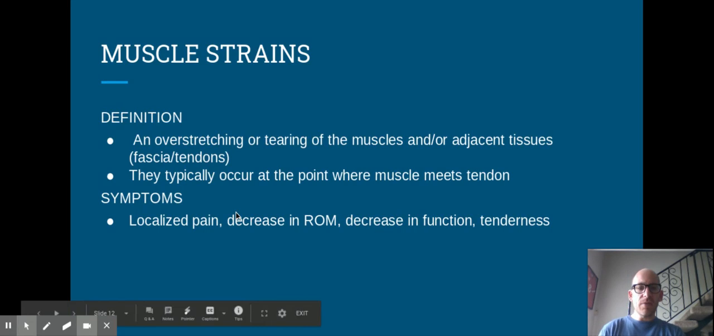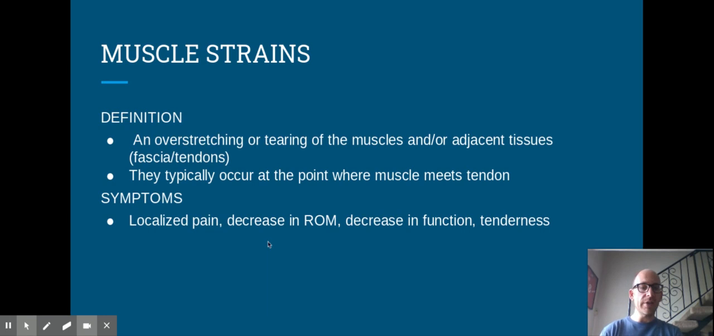You don't want to confuse this with a sprain, because a sprain is ligament based. Strain is muscle and tendon, and I remember that with the T. It's T for tendon.